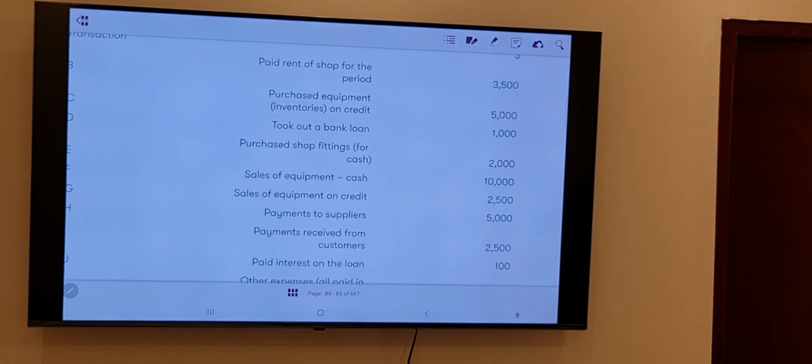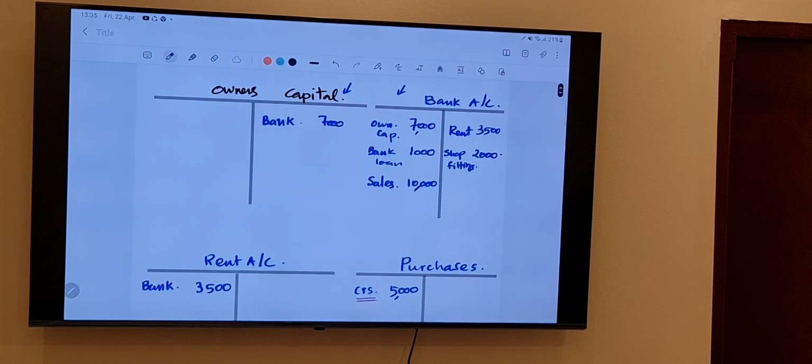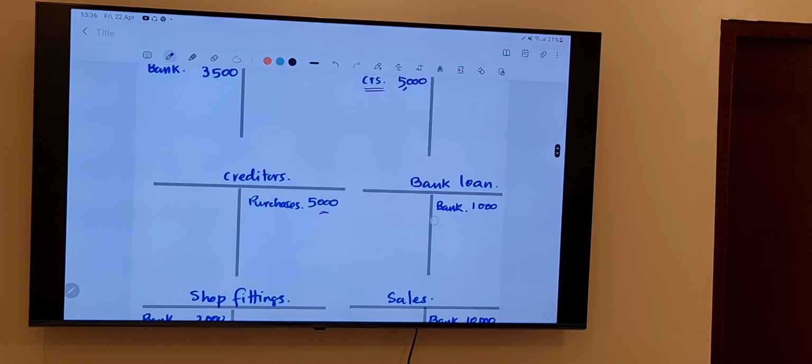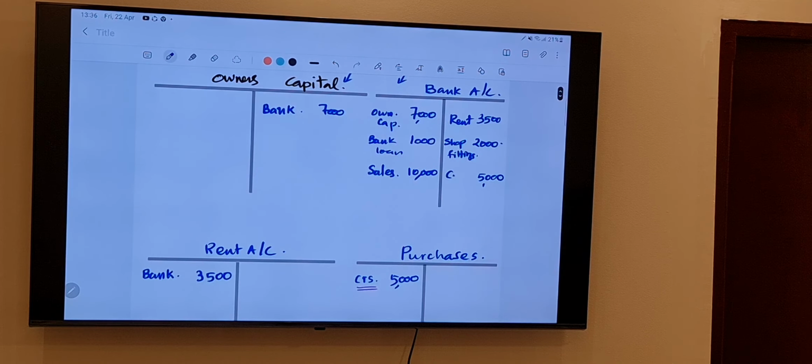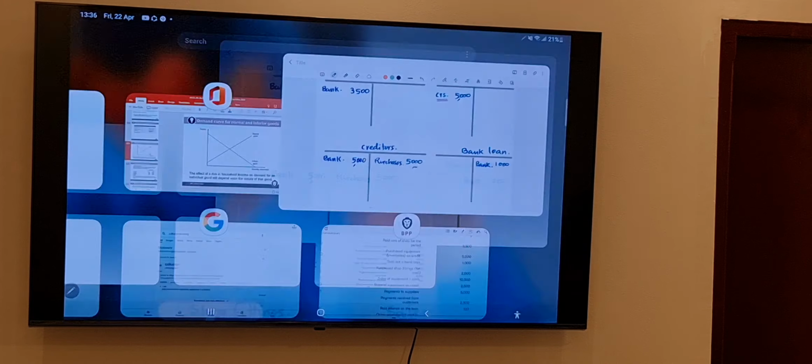Next item, payments to suppliers. So, when you are making payment, what will happen to our bank balance? It is reduced, yes, credit. So how much? 5,000. And our supplier, where is our supplier now? Yeah, here. So here, creditors, and bank. Payment to suppliers. Yes.